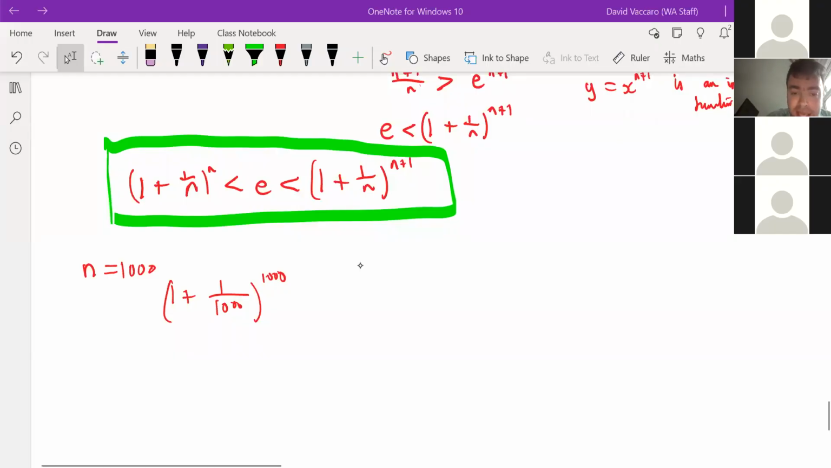But why the inequality? I could have just written e is approximately 1 plus 1 over n to the n. Why is this green inequality better? What extra information is contained by the green inequality?